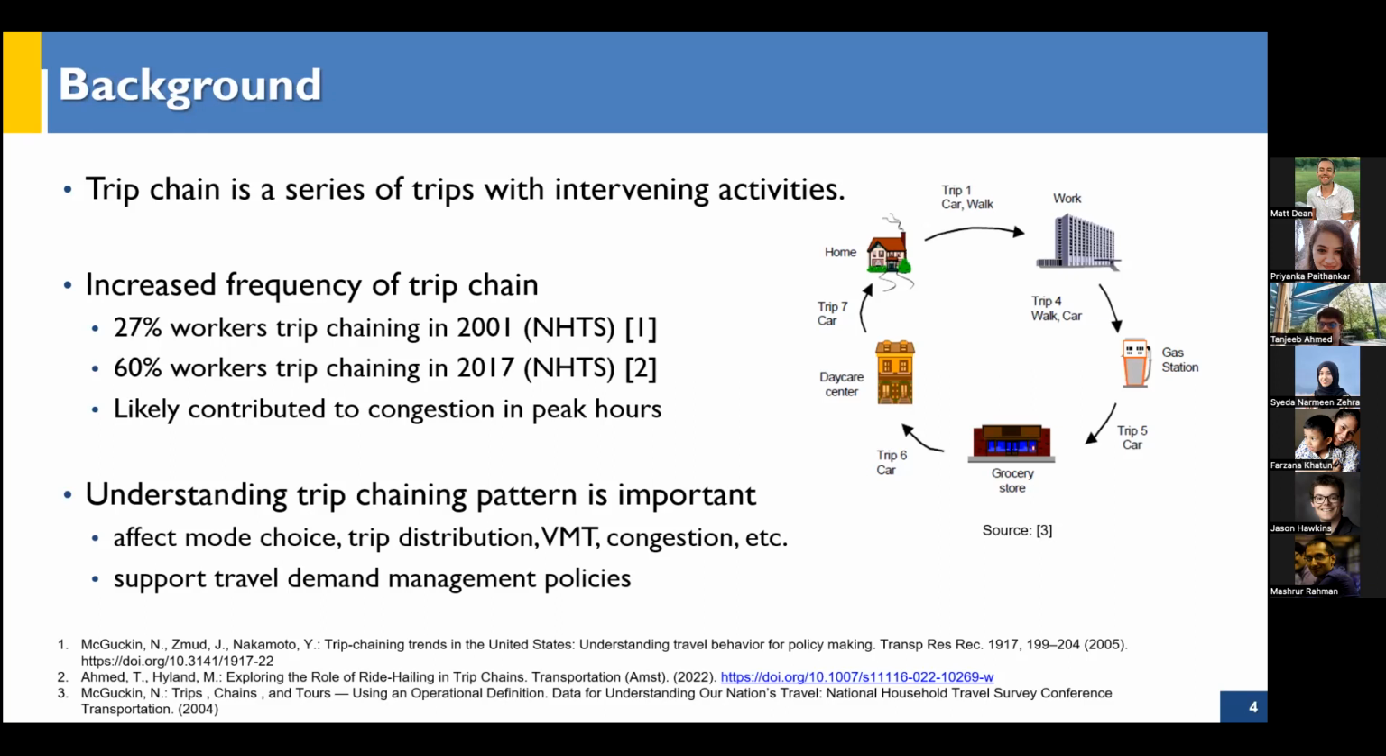And this percentage increases to 60% in the 2017 NHTS dataset based on findings by Ahmed and Highland. And to support the travel demand management policies, an in-depth understanding of the specific trip chain patterns or types is important, as it directly impacts mode choice distribution, VMT, and congestion.